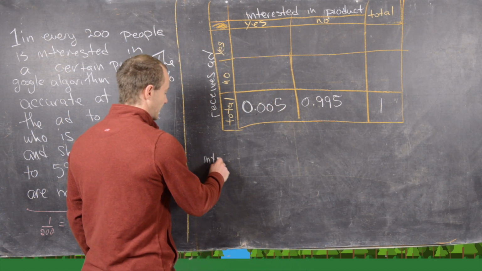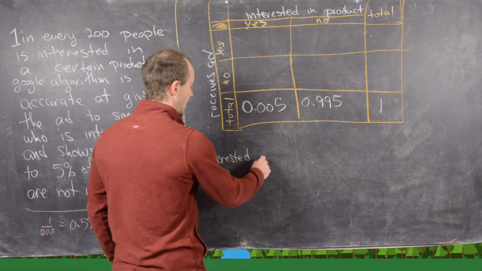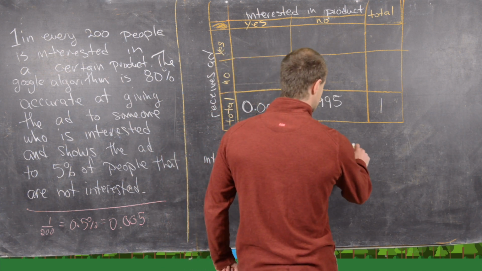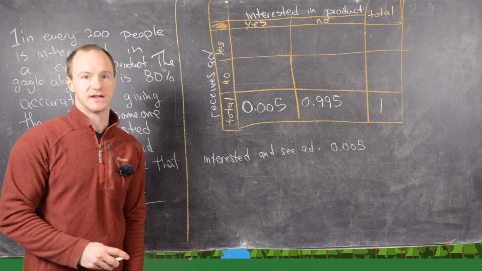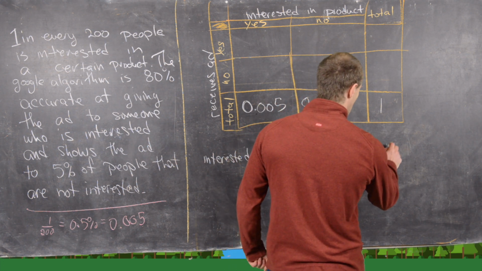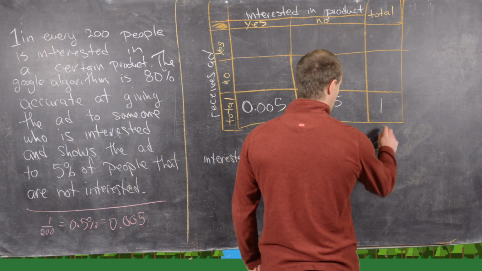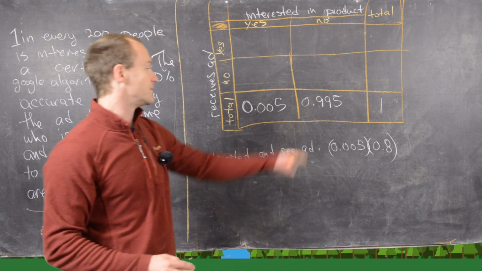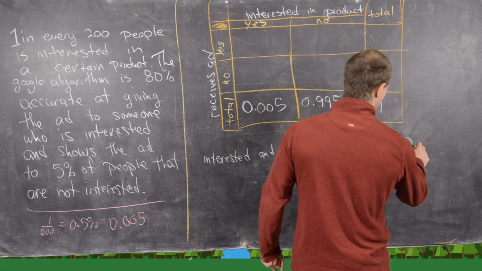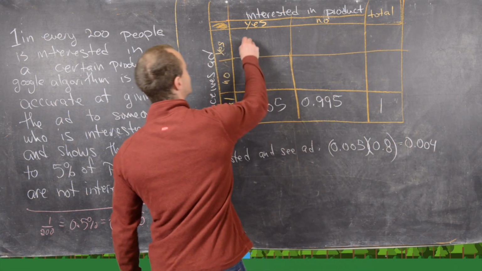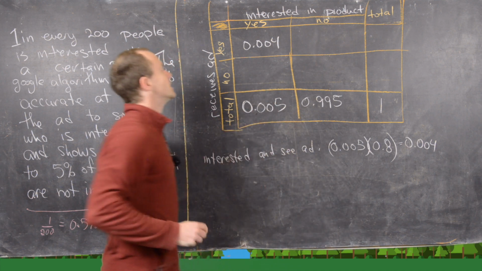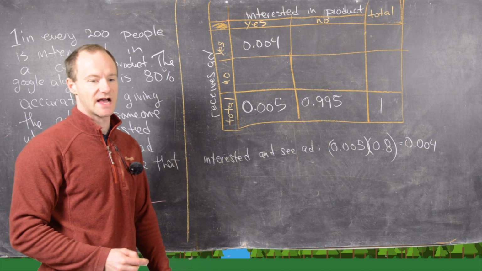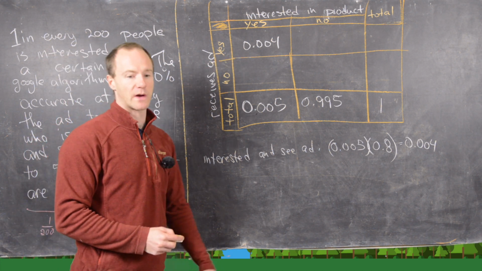So let's see, interested and see the ad will be 0.005. So that would be interested, times 0.8, and that would be this probability here that's given by this sentence. Okay, so notice that that's actually pretty easy to calculate. That's 0.004, and so that's the number that we can put here. So 0.004 of the total population sees the ad. So that's what we can put in this square right here.